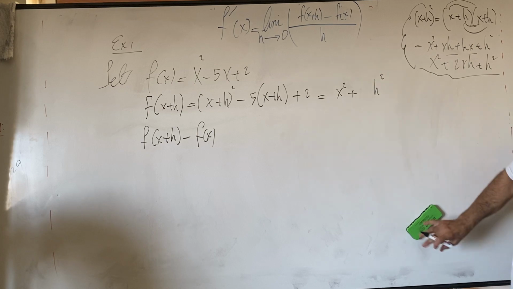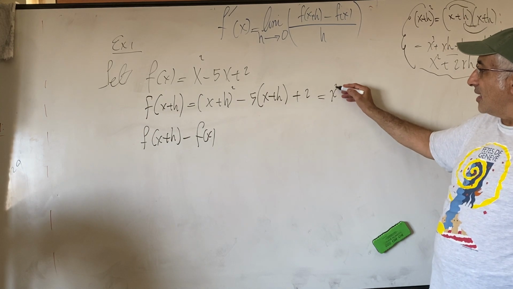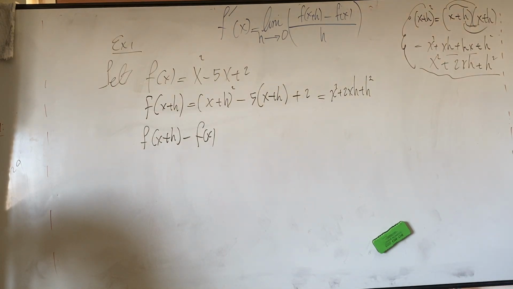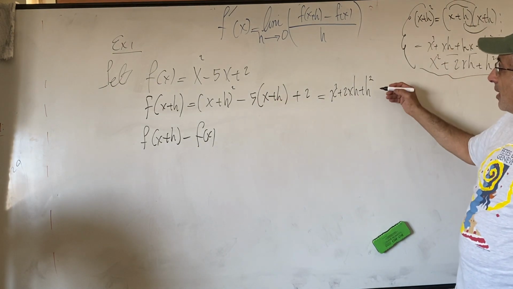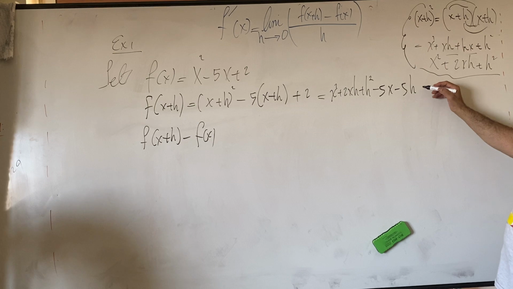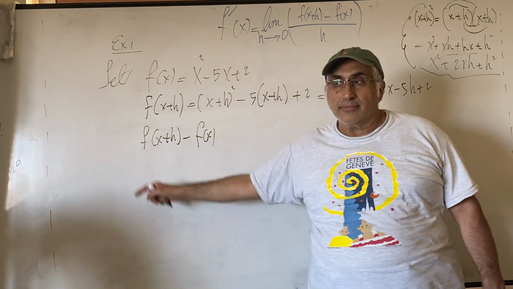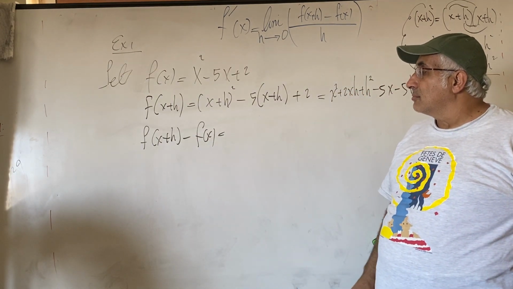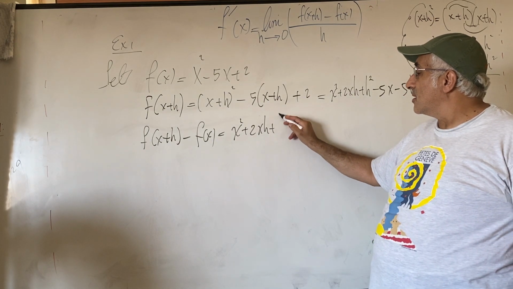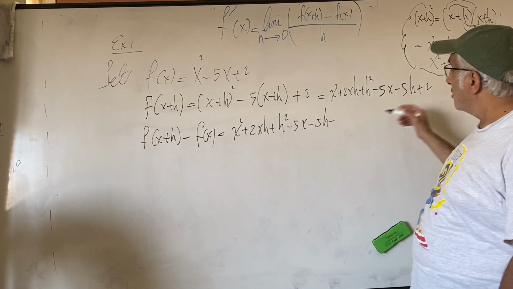So you have a mistake here. You have missing 2xh. So if you want to expand the first one, you will have to say x squared plus 2xh plus h squared. Exactly like that one. And when you expand the bracket here, minus times 5, minus 5x, minus 5h. And what's left? That's plus 2. I'm going to take all of this, substitute it for that. All right? So x squared plus 2xh plus h squared minus 5x minus 5h plus 2.